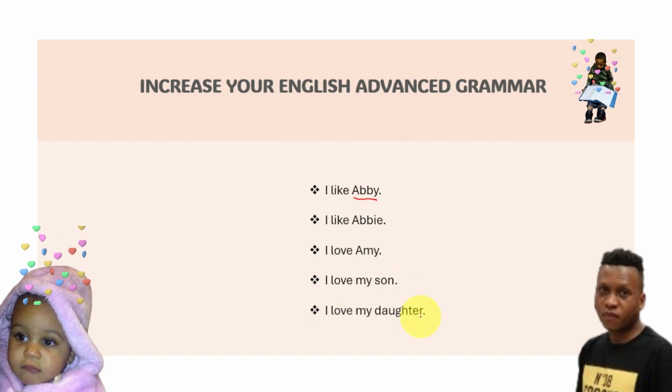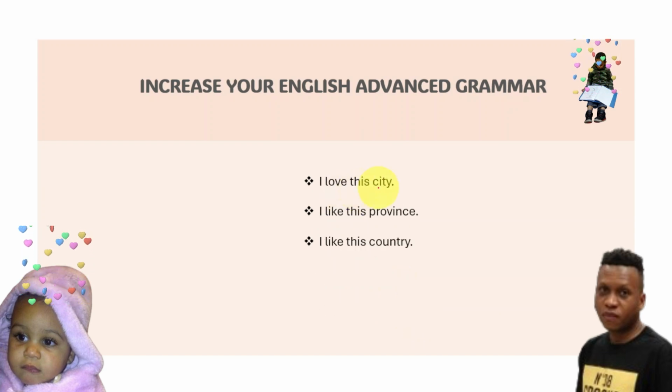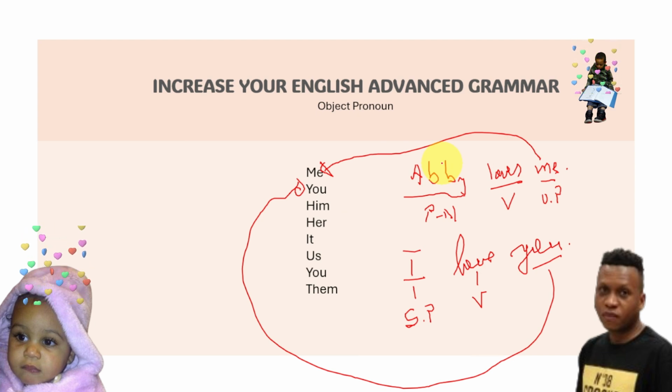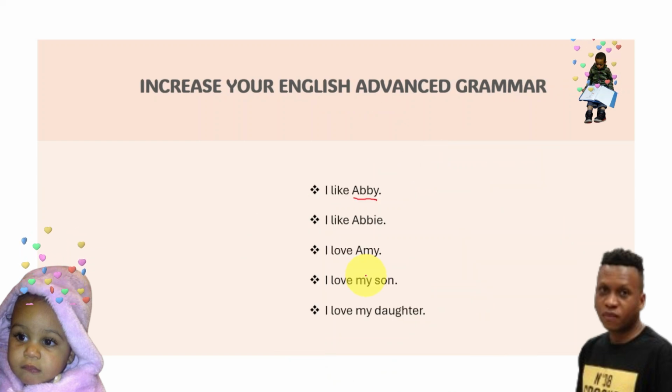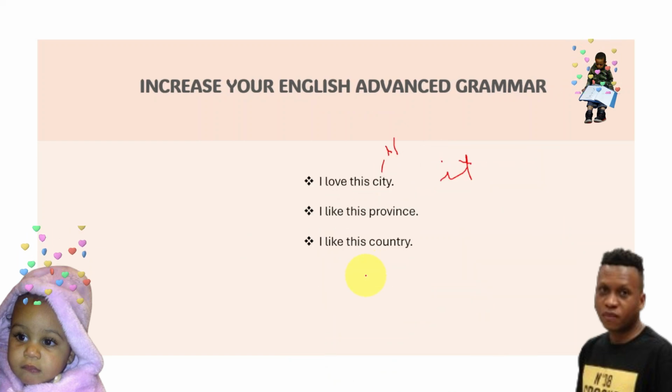Okay, so we come here. I like this city. City, in this case, is it. I love this city. I love it. In case you don't get it, if I go back, this is the one I'm talking about. I love it because it's a thing, an object. I love this city. I love it.